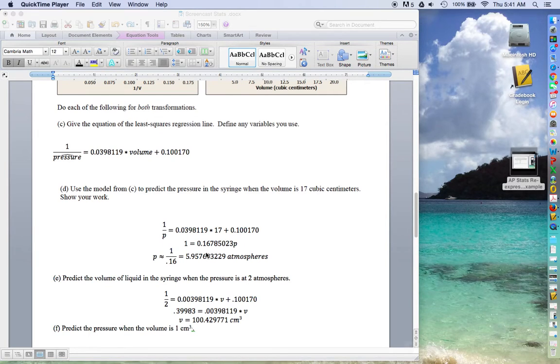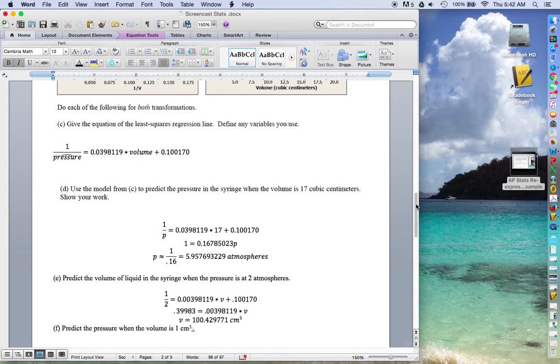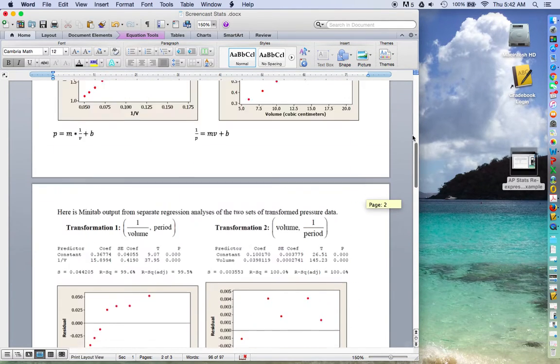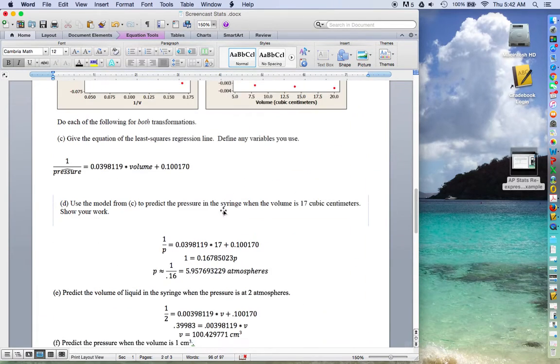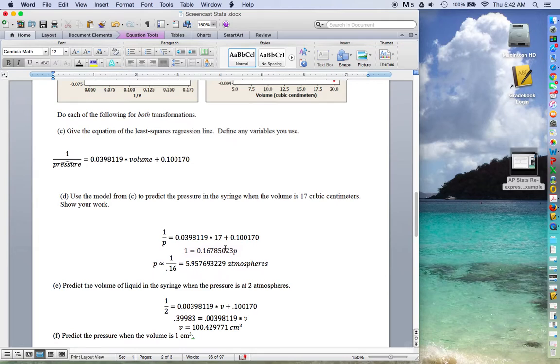So, I have a pressure here that ended up being about 6 atmospheres for 17 cubic centimeters. Let's go back to our original data and see if that makes sense. You should always do that when you make predictions. I don't know why I didn't this time until a second afterwards. But 17 centimeters looks like it should be like 1 something, right? That was a really strong relationship, so it should be like 1.3, 1.2, you know what I'm saying? Well, I got 6. So where is my mistake?